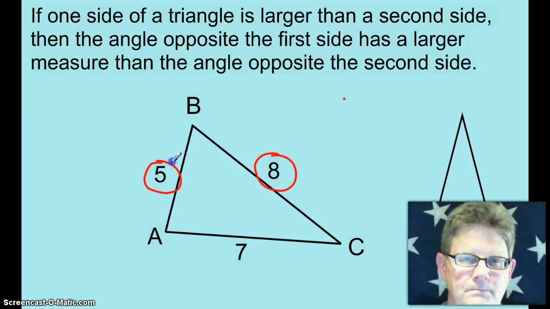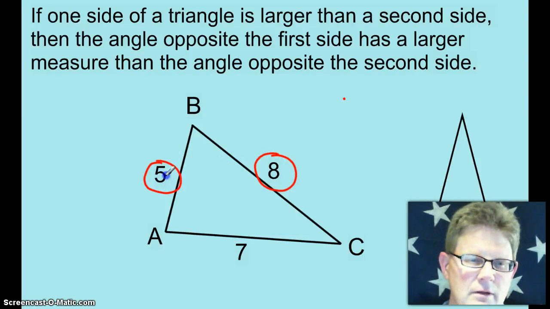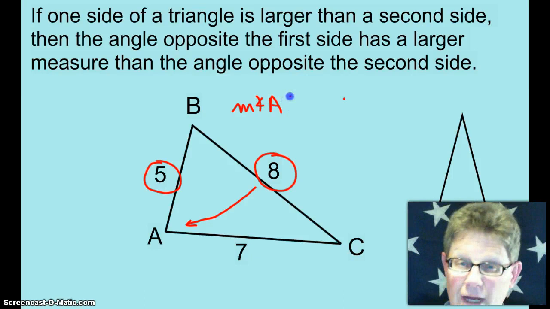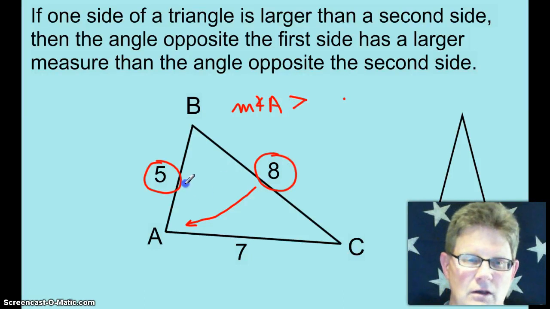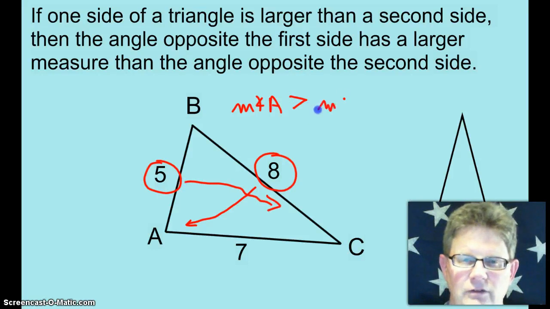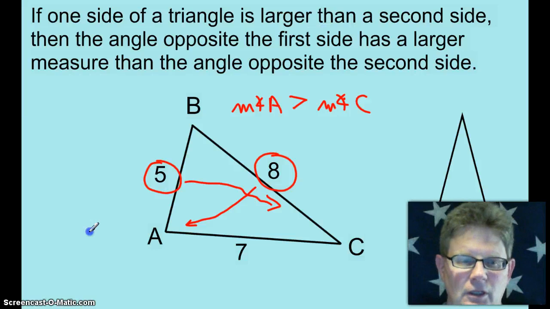Okay? This side is larger than that side. That means the measure of the angle opposite the 8, the measure of angle A, is greater than the angle opposite the smaller side, the measure of angle C. And actually, we can expand that version, and I'll show it to you as soon as I erase this stuff, and I'll be right back.